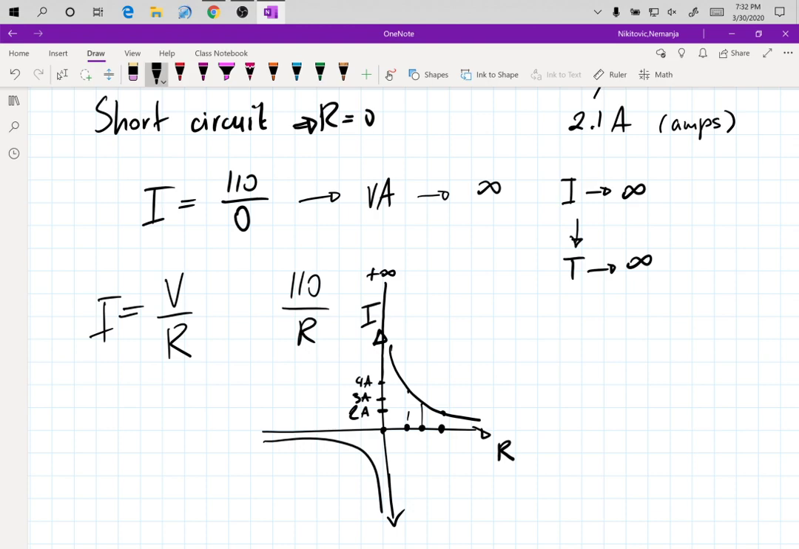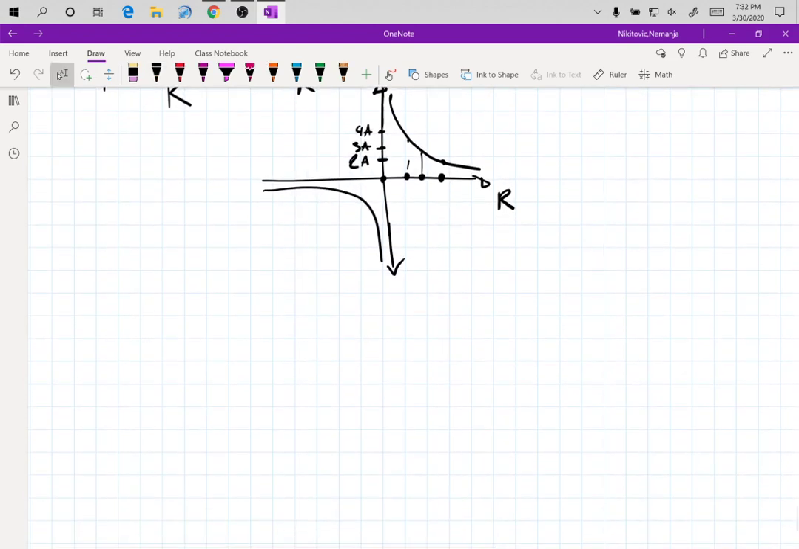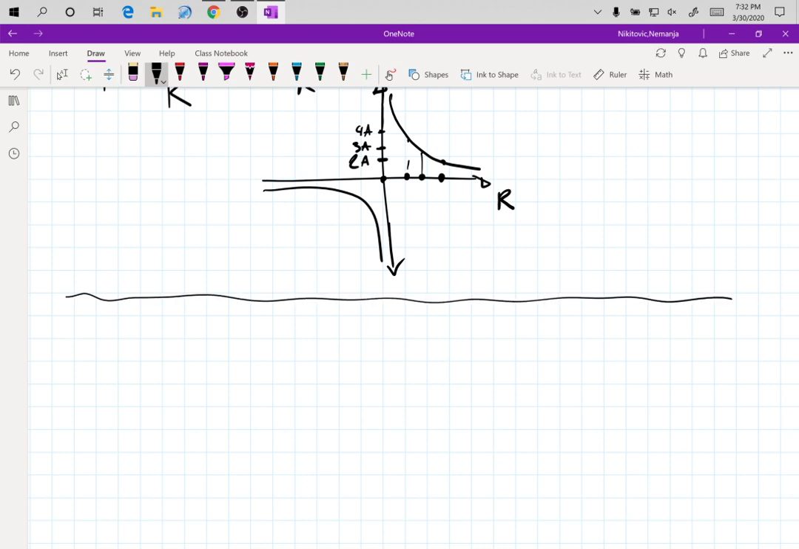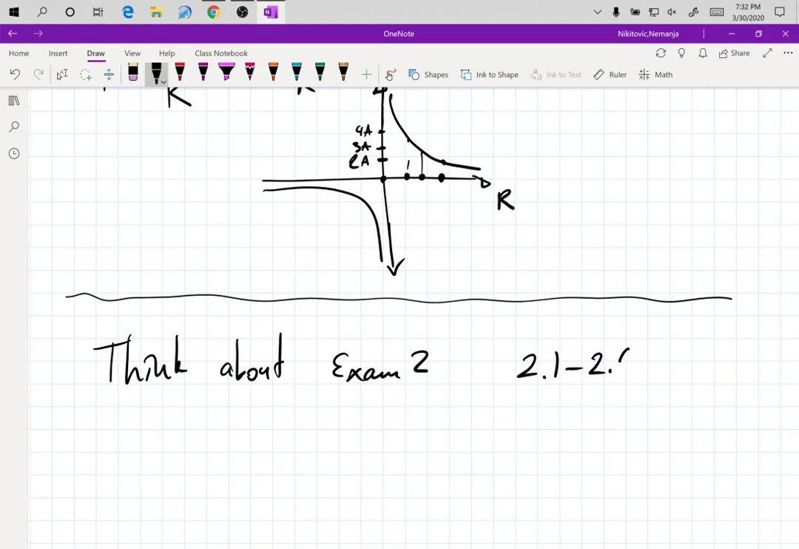Your job, in addition to homework, is to also think about exam 2. Exam 2 is supposed to contain chapter 2. We only have 6 sections, which includes 2.1 complex numbers. So think about exam 2, sections 2.1 through 2.6.